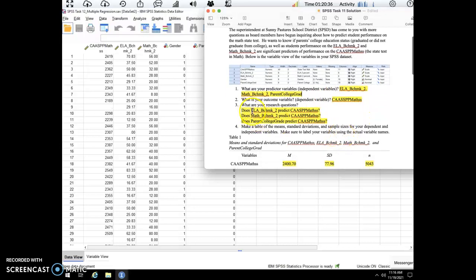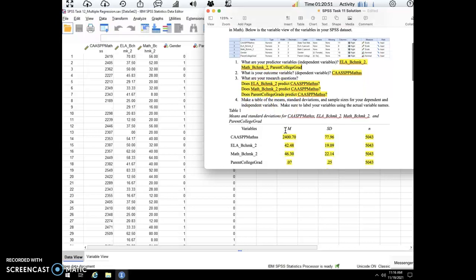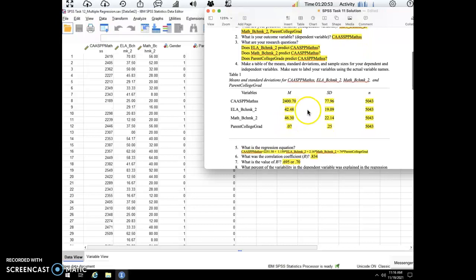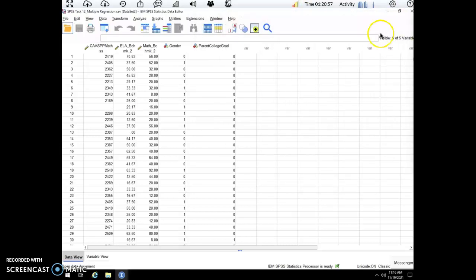So we're going to have 3 research questions. Each research question lists an independent variable and asks if it predicts the dependent variable. So we have ELA benchmark, math benchmark, and parent college graduation. So then we're going to create a table of means and standard deviations. I'm going to move this aside to do that.